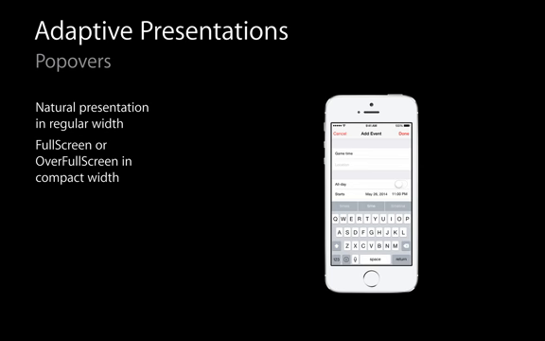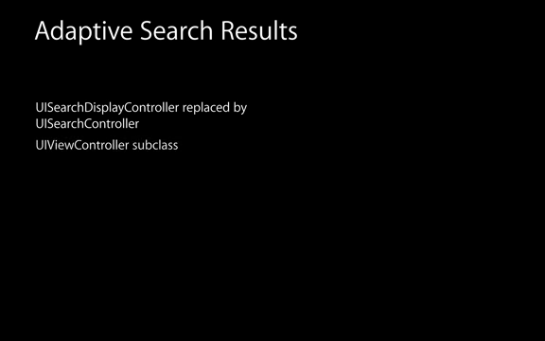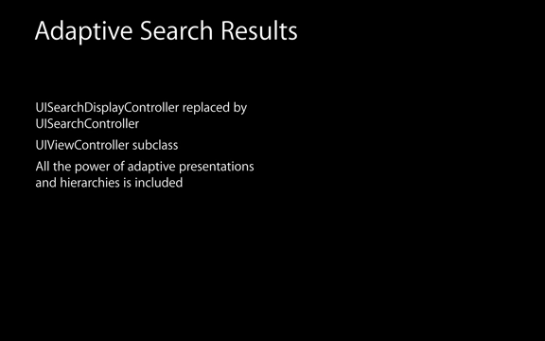So we're taking these concepts, and we're bringing adaptivity to some other View Controllers that we vend, like search results, which you may be thinking, well, that's not a View Controller. Well, we're fixing that because UISearchDisplayController is replaced by UISearchController, and UISearchController is crucially a View Controller subclass. And that means that it can take advantage of all of the power of adaptive hierarchies and presentations that we've just talked about. That's all at your fingertips with the new UISearchController.